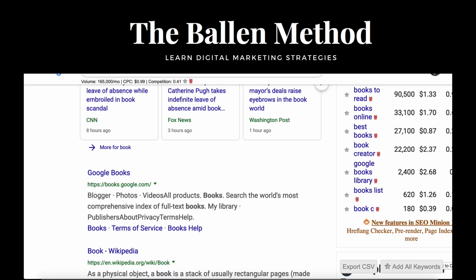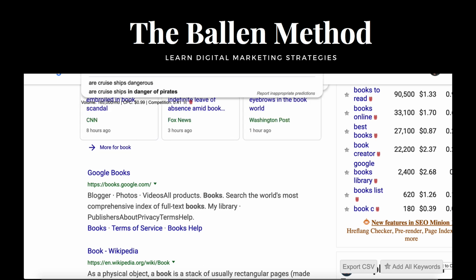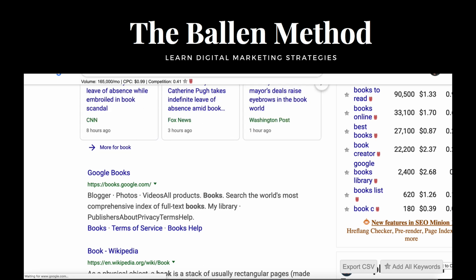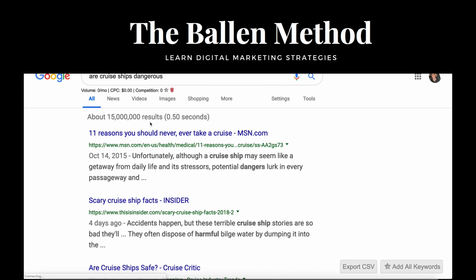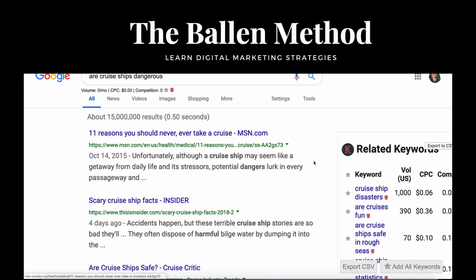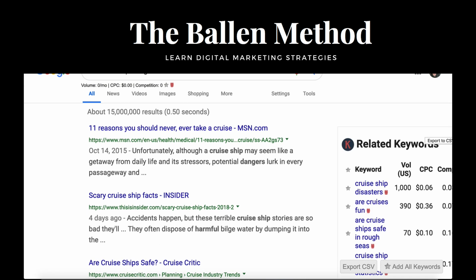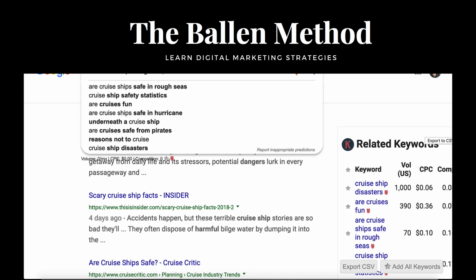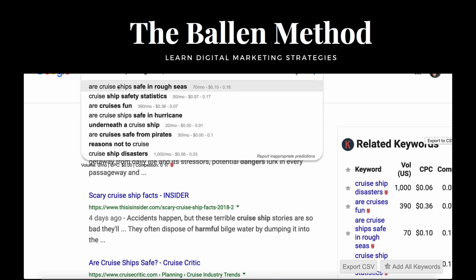Hold on. Something's got to be glitchy. Are cruise ships dangerous? Yeah, I don't know why that's not pulling up higher than that. You know that people are searching that term. That's a free keyword tool that's plugged in. Well, but it's feeding from Google. So here you are. Cruise ships safe in rough seas, 70. Are cruise ships fun? Okay, so this is Google now pulling this up.